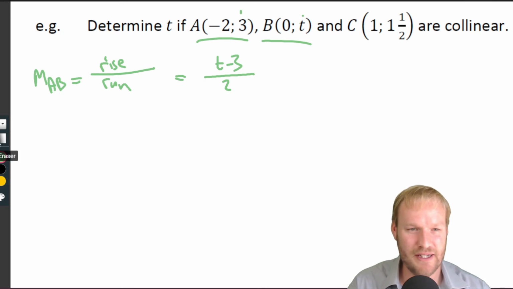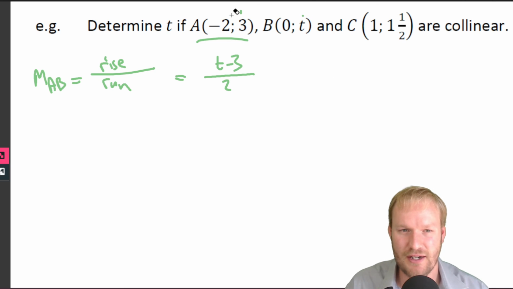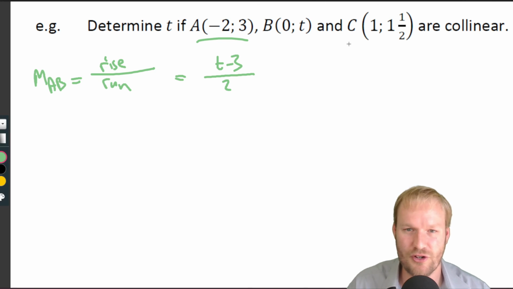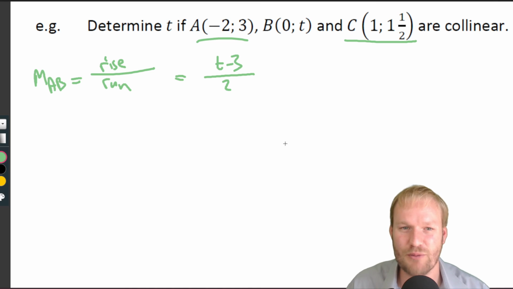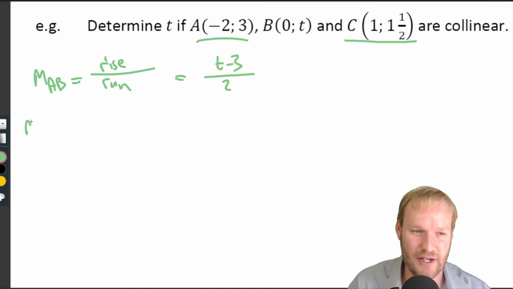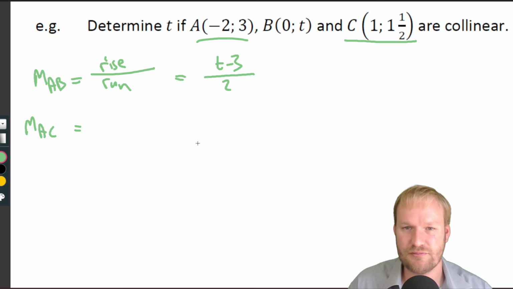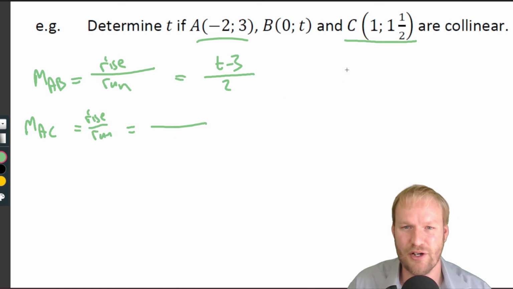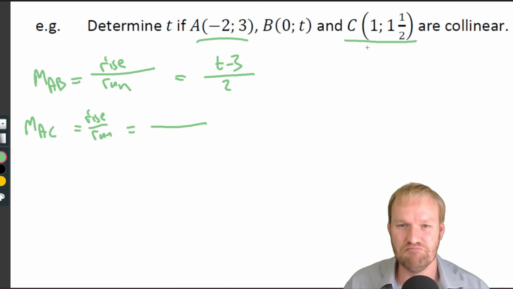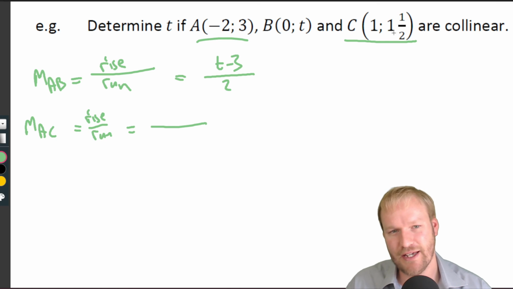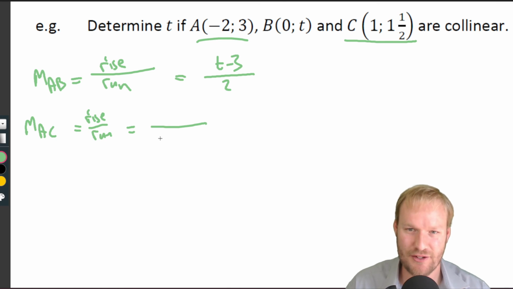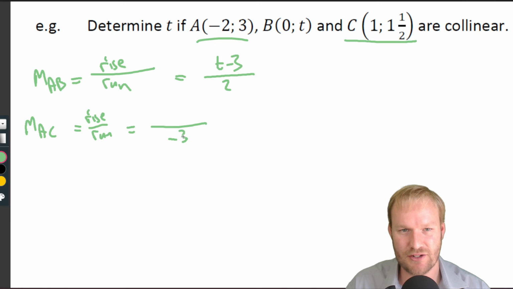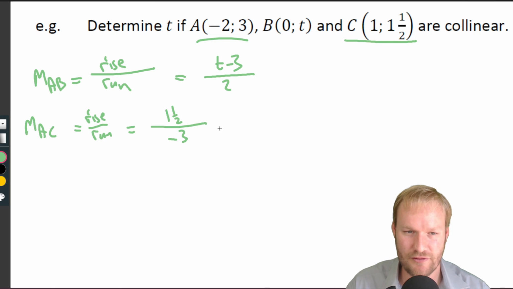Okay, and now we need a second gradient. I think it's going to make sense to go for AC, because then we know what that is. So the gradient of AC is rise over run. And we're going from A to C. So maybe I'm going to go from, let's go kind of A minus C this time. So -2 minus 1 is -3. 3 minus 1.5 is 1.5.